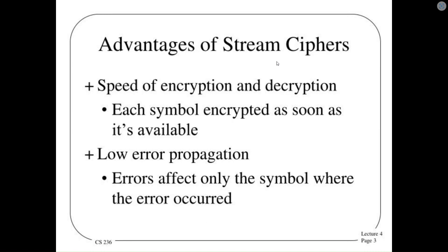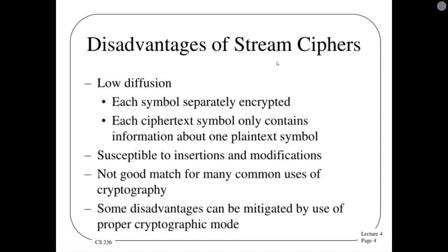Advantages of stream ciphers: speed of encryption and decryption. Each symbol is encrypted as soon as it is available. And low error propagation: an error affects only the symbol where the error occurred.